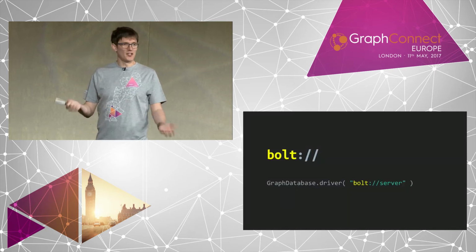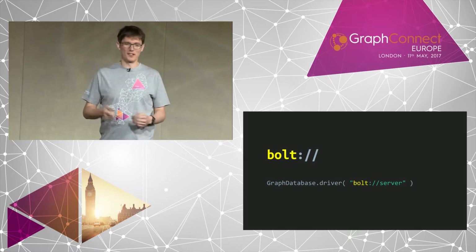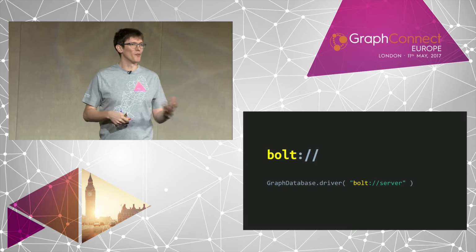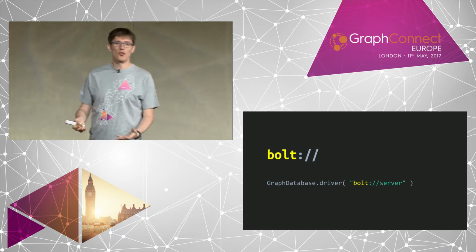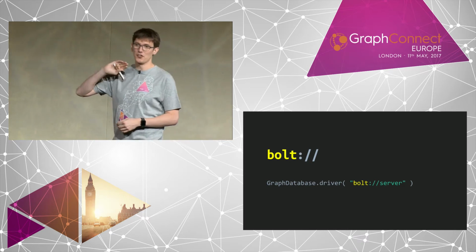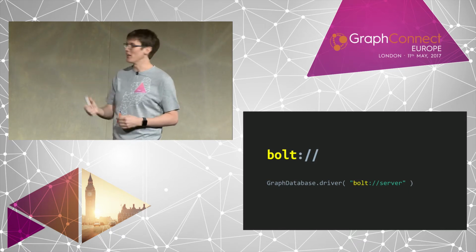So this is how you use it. In your application, you can create a driver using graph_database.driver, and you pass in a URL. You come from your config somewhere. If you're developing on your laptop or you're testing, probably you just use the bolt protocol. And the bolt protocol goes straight to that server. You know exactly where it's going. It's a direct route in.